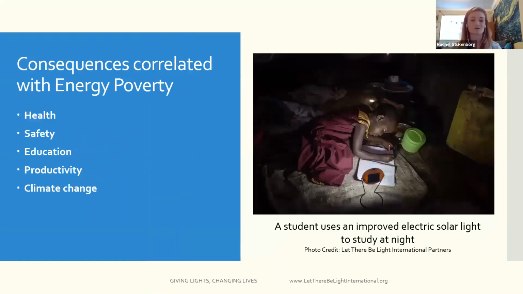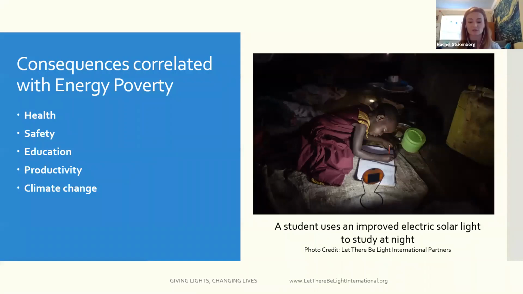And there are many consequences correlated with the lack of access to electricity and clean cooking fuels. I'll go more into depth on this later, but I just want to give an overview of the different sectors that it can impact. Health is impacted from the use of inefficient fuels that cause indoor air pollution. Safety is a problem from open fires in the home and lack of lighting. Education is impacted because without adequate lighting, students cannot study into the night. And advanced forms of communication and transportation are not available.